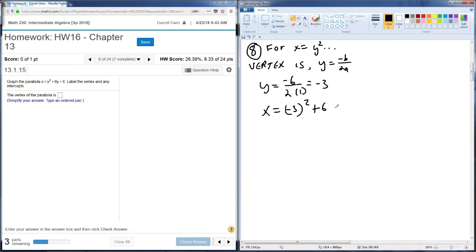Negative 3 squared plus 6 times negative 3 plus 8. Let's write, copying the formula. 9 minus 18 plus 8. 9 plus 8 is 17, and 17 minus 18 is negative 1. That is negative 1, negative 3, the vertex.